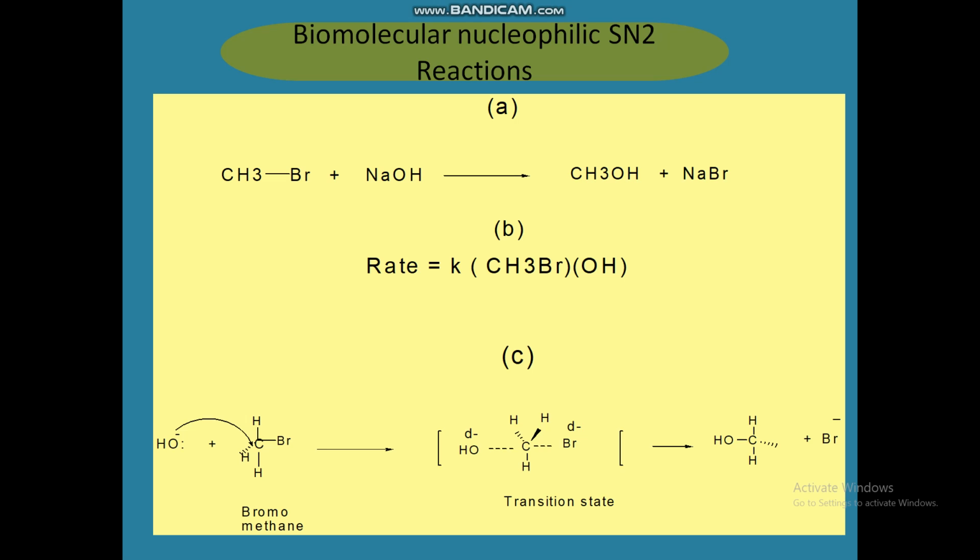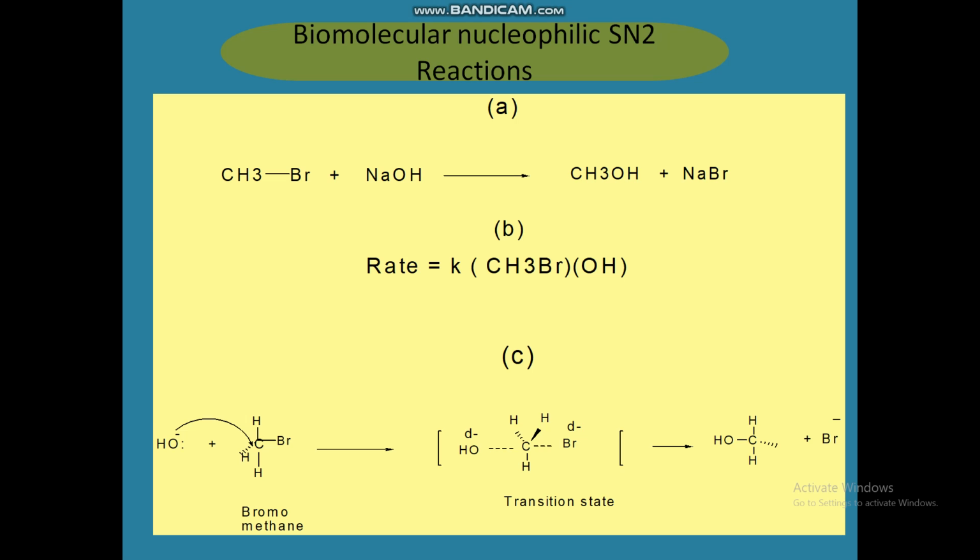Bimolecular nucleophilic substitution, SN2 reactions. Let us consider the following reaction between bromoethane and hydroxide ions. Bromoethane reacts with sodium hydroxide, containing hydroxide ion, producing the alcohol. Here we can observe that there is an SN2 reaction.